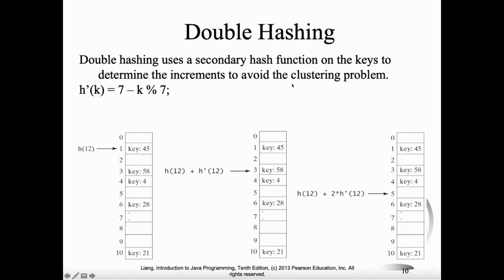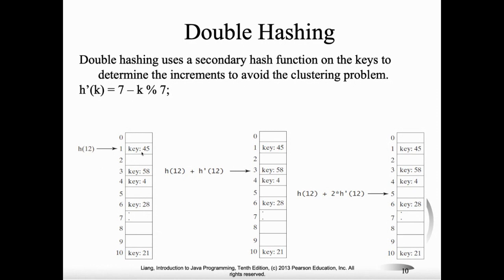The first hash function in this example is going to be the one that we already used. And the second hash function is this one: 7 minus k mod 7 is going to be the second hash function we're going to use. The example has changed in this one, I believe. So we added the 45 in this array, or this hash table.